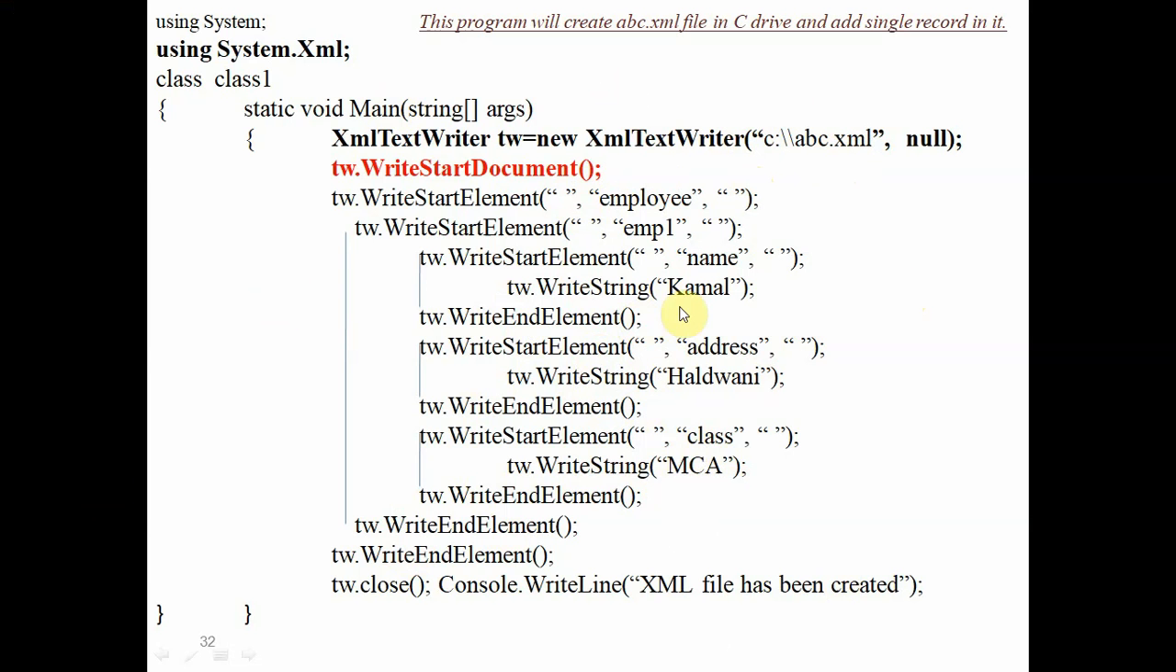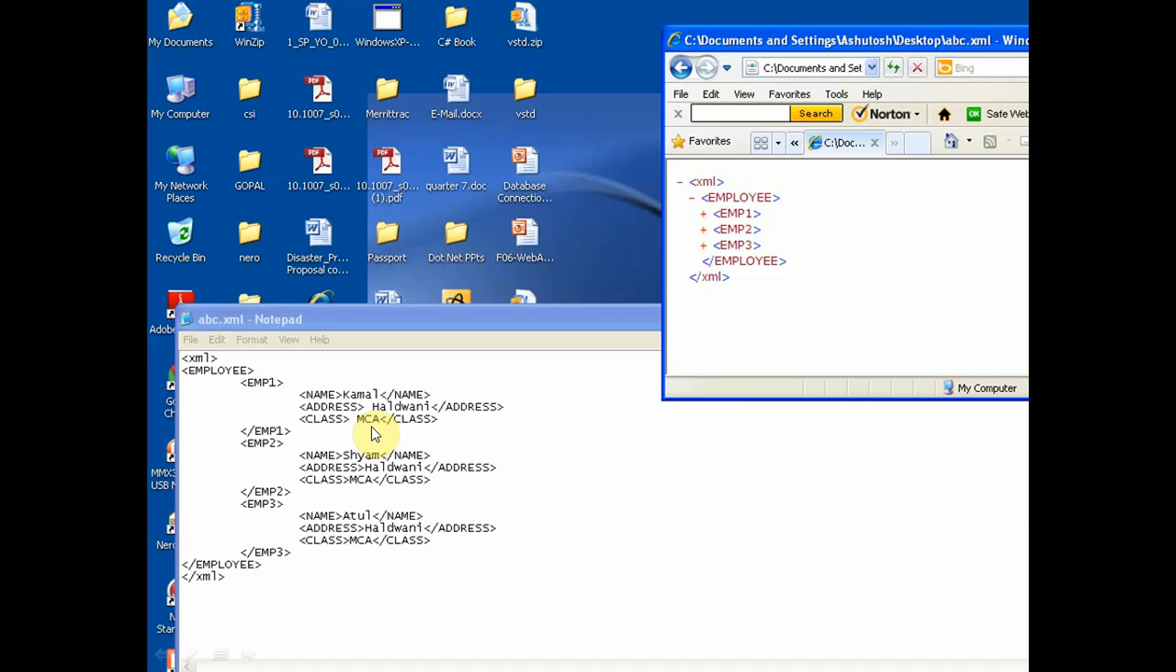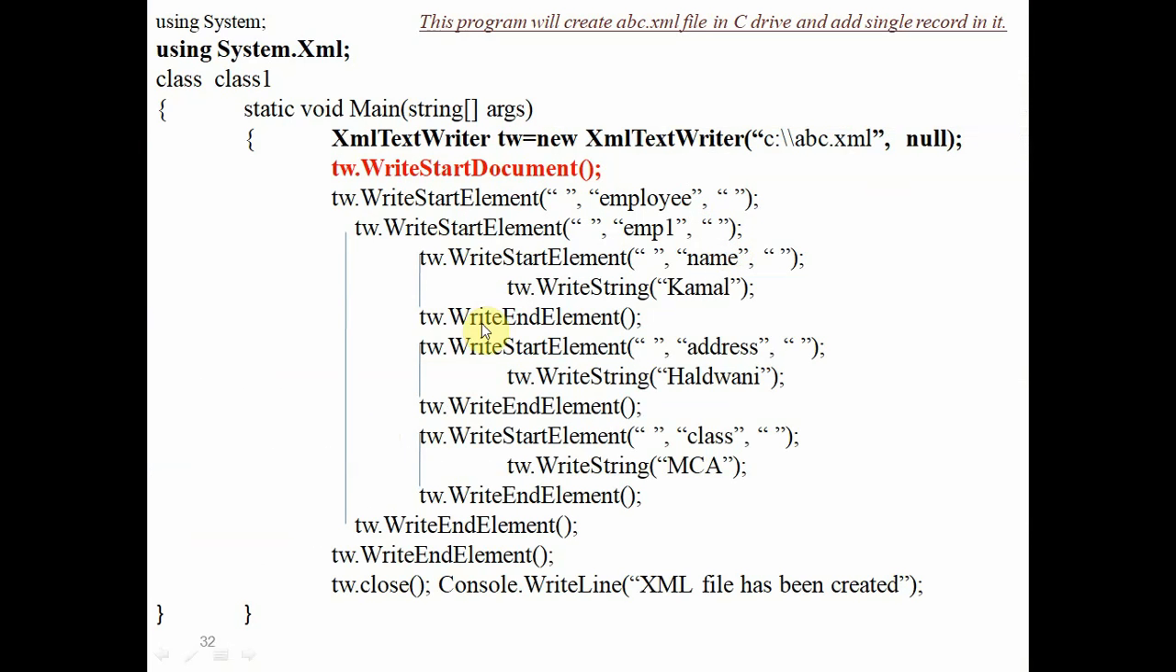we are writing only one row, Kamal, Haldwani and MCA. So one row at a time we are writing this. But if we use a for loop, then we can repeatedly write the rows in the XML table, and each time we can fix a different value here.